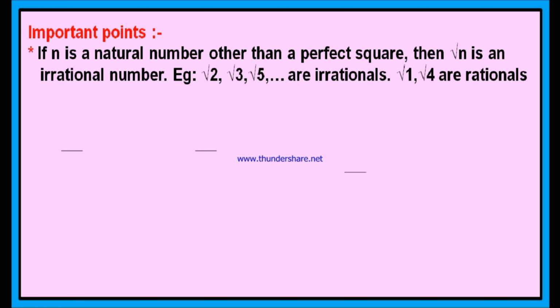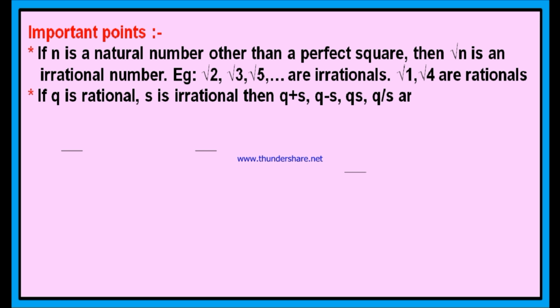Good. Now look at the second point. If q is a rational number and s is an irrational number, then q plus s, q minus s, q into s and q divided by s are irrational. Here we have given a rational number and an irrational number. We have given two numbers. One is rational and the second is irrational.